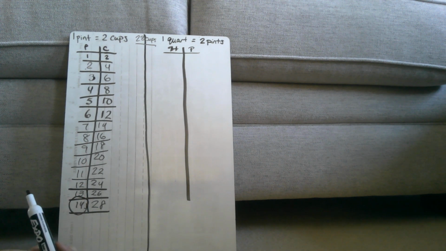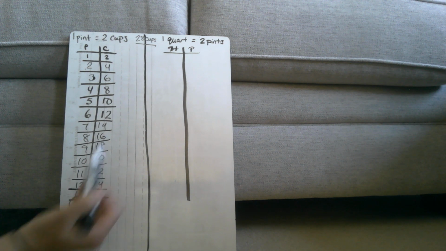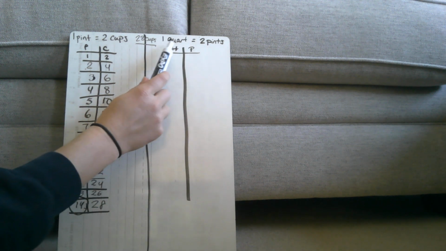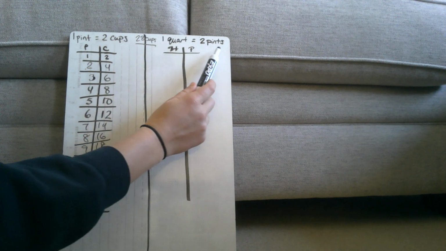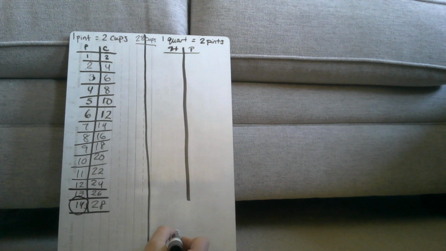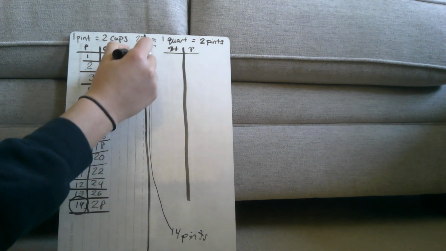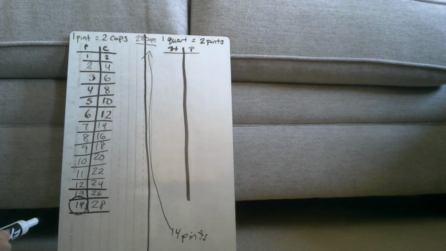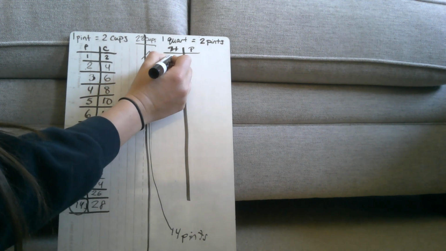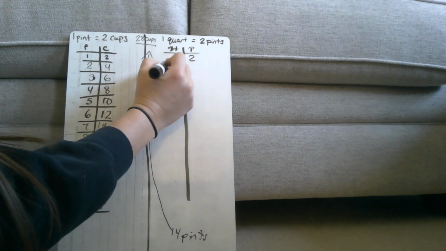But remember, they didn't want our answer to be in pints, they wanted it to be in quarts. So I'm going to take my 14 pints over here because I know that 1 quart is equal to 2 pints. So remember, I want to get to a total of 14 pints because 14 pints is equal to 28 cups that I need. So 1 quart is 2 pints.